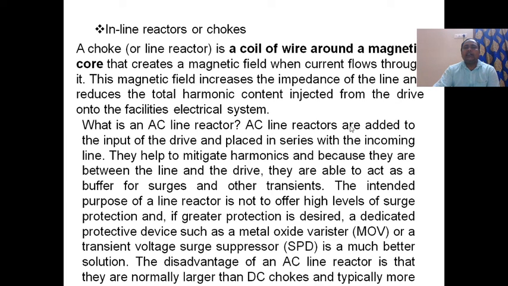AC line reactors are added to the input of the drive and placed in series with the incoming line. They help to mitigate harmonics, and because they are between the line and the drive, they are able to act as a buffer for surges and other transients. The intended purpose of a line reactor is not to offer a high level of surge protection, and if greater protection is desired, a dedicated protective device such as a metal oxide varistor MOV or a transient voltage surge suppressor SPD is a much better solution. The disadvantage of an AC line reactor is that they are normally larger than DC chokes and typically more expensive.